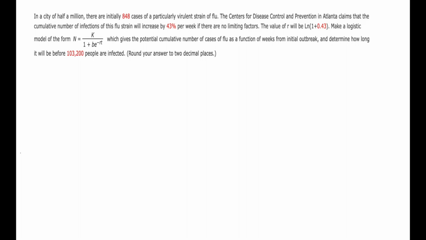So, in a city of 500,000, there are initially 848 cases of a strain of flu. The CDC in Atlanta claims that the cumulative number of infections will increase by 43% per week if there were no limiting factors. So that would be exponential growth is what they're describing. So let's see, the value of r will be the natural log of 1 plus that percentage rate of 0.43.